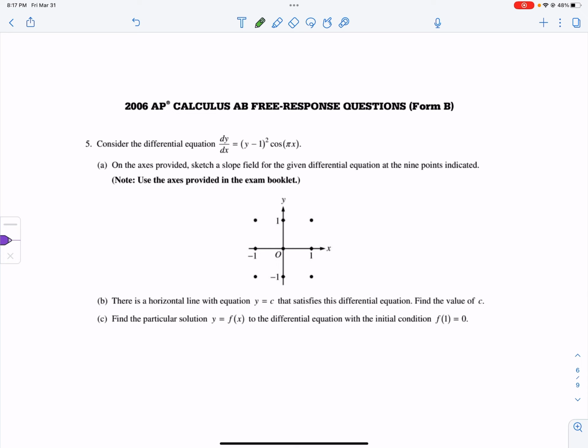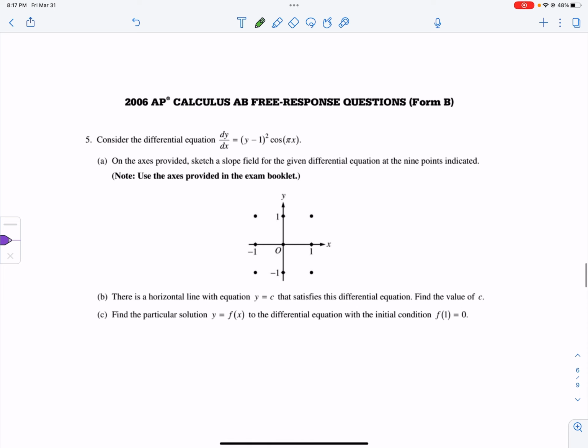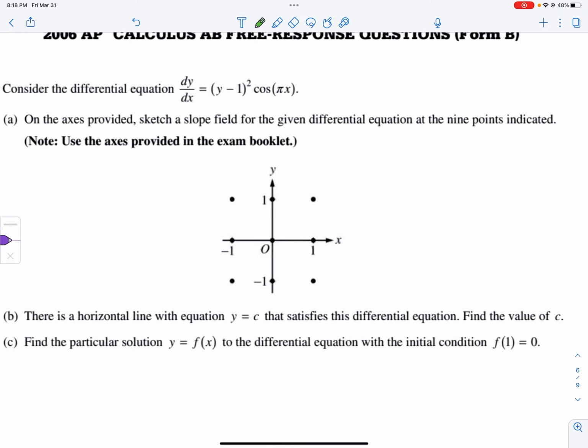Okay, so this is a little bit of practice. This is from the Hawaii version of the 2006 AP Calculus AB exam. So notice we're given a differential equation, and the first question is asking to sketch a slope field for the 9 points that are indicated.